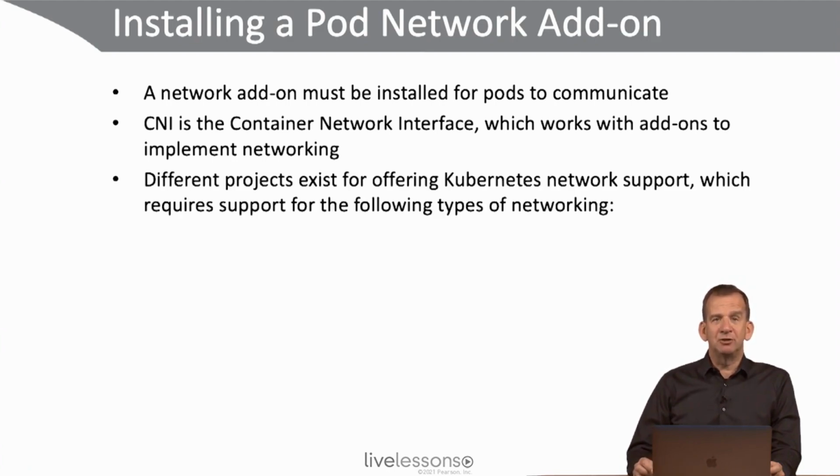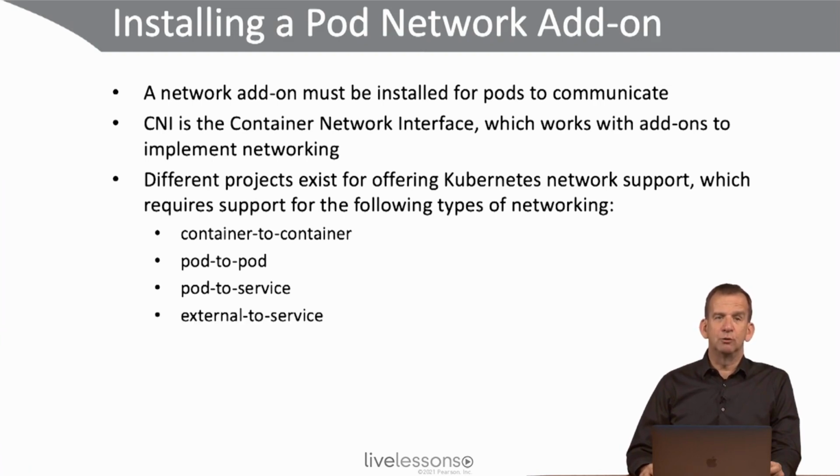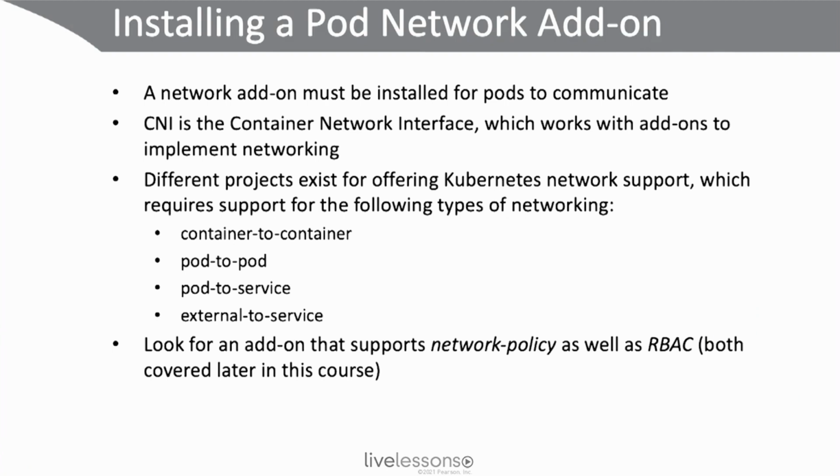So different projects exist for offering Kubernetes network support, and that requires support for different types of networking, which include container to container, pod to pod, pod to service, and external to service. We'll discuss networking in much detail in no less than 2 different lessons later in this course. When you are selecting your own plugin, you should be looking for an add-on that supports network policy as well as RBAC, both of which are covered later in this course as well. For now, we are going to use the Weave add-on, which is doing just fine for what we need to do.